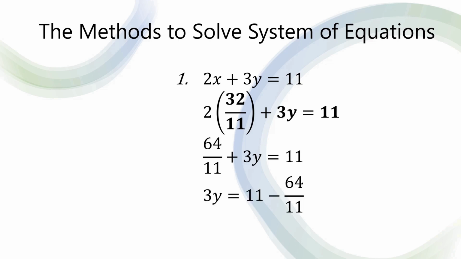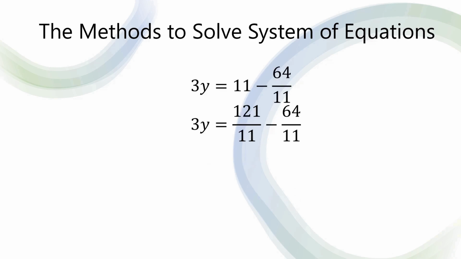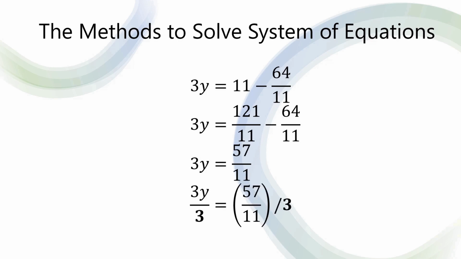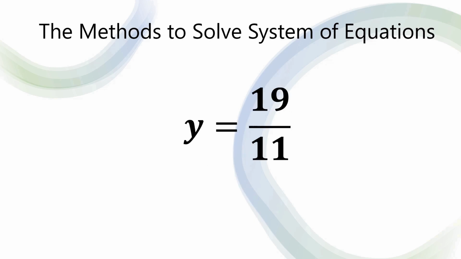3y equals 11 minus 64 divided by 11. 3y equals 121 divided by 11 minus 64 divided by 11. 3y equals 57 divided by 11. Now divide both sides by 3 to find y. 3y divided by 3 equals 57 divided by 11 divided by 3. Y equals 57 divided by 11 divided by 3. Y equals 19 divided by 11.